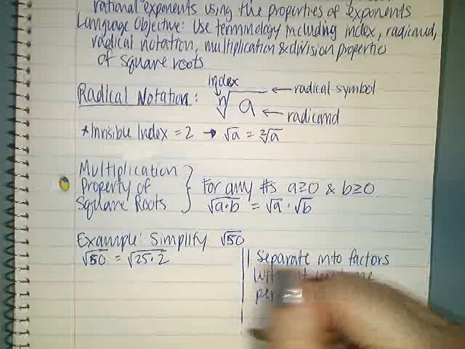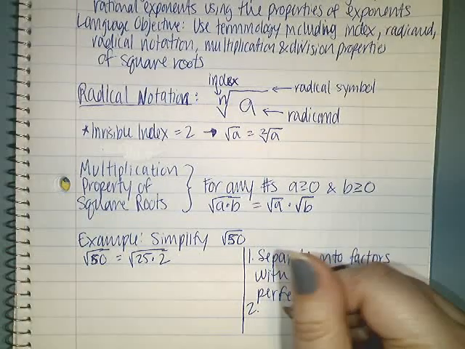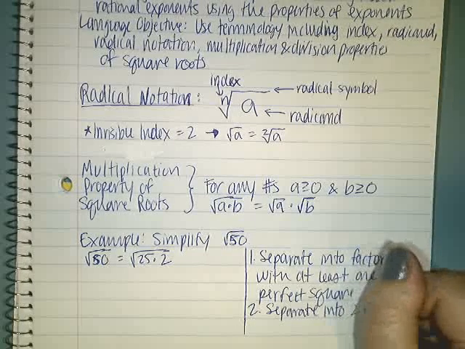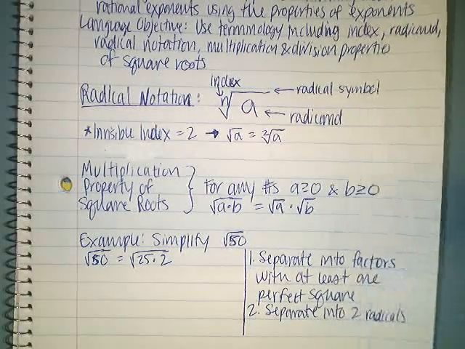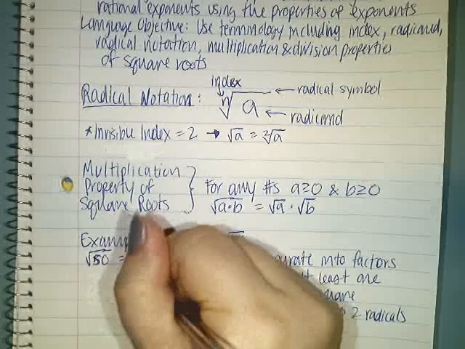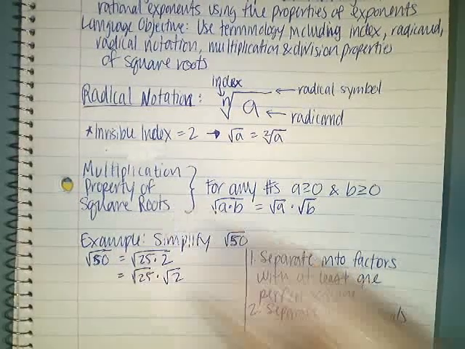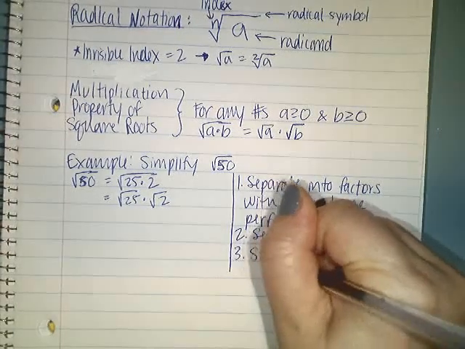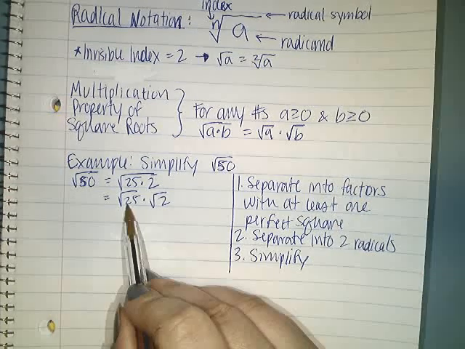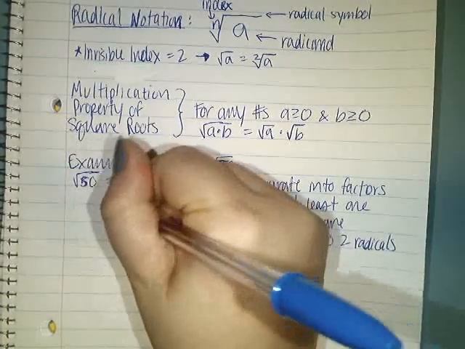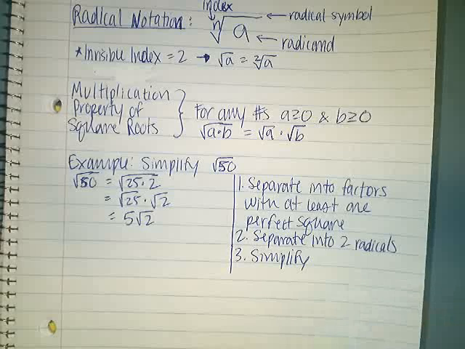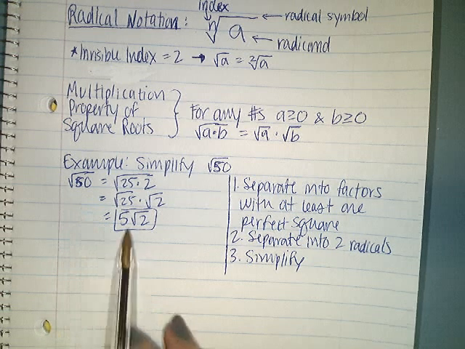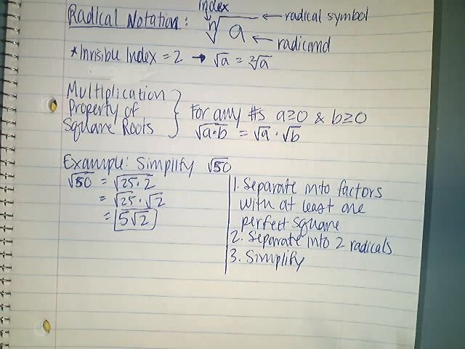Now I can use the multiplication property of square roots to separate into 2 radicals. So I can separate this into the square root of 25 times the square root of 2. And then I can continue simplifying. So I can actually do the square root of 25. I know the square root of 25 is just 5. So I can rewrite this as 5 times the square root of 2. And that would be my simplified form of the square root of 50. So the square root of 50 is equal to 5 times the square root of 2.